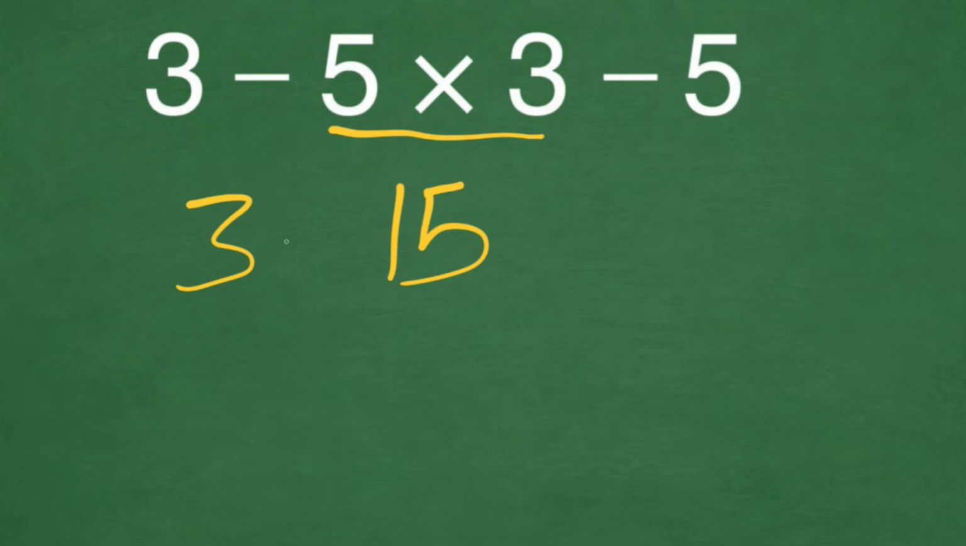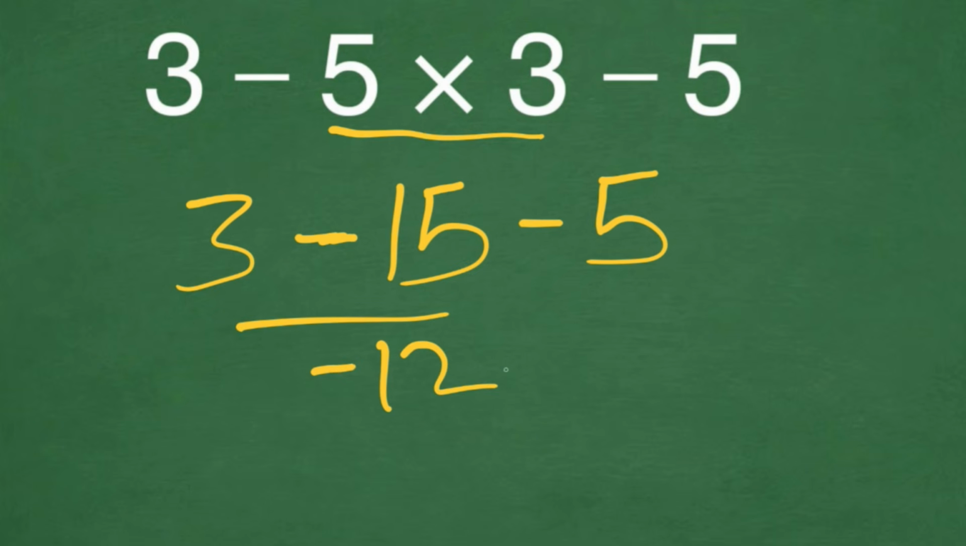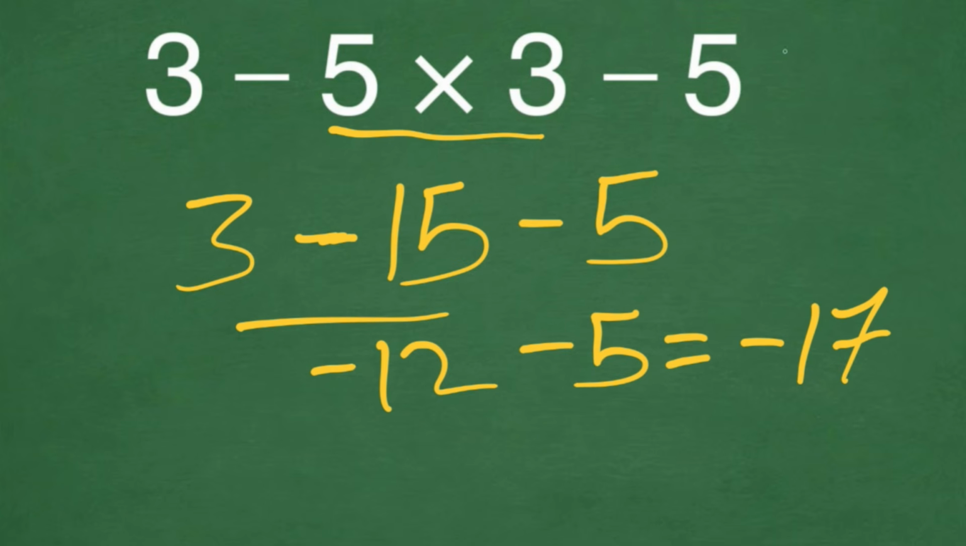And 3 minus 15 minus 5 is going to be the next equation, which we are going to do left to right since they both are subtraction. So 3 minus 15 gives us negative 12, and negative 12 minus 5 is equal to negative 17. So the final answer to this question is negative 17.